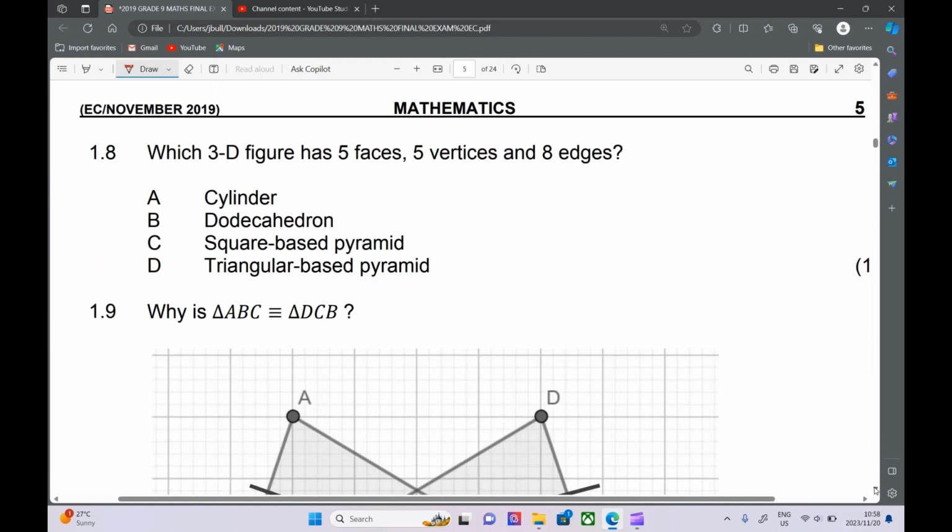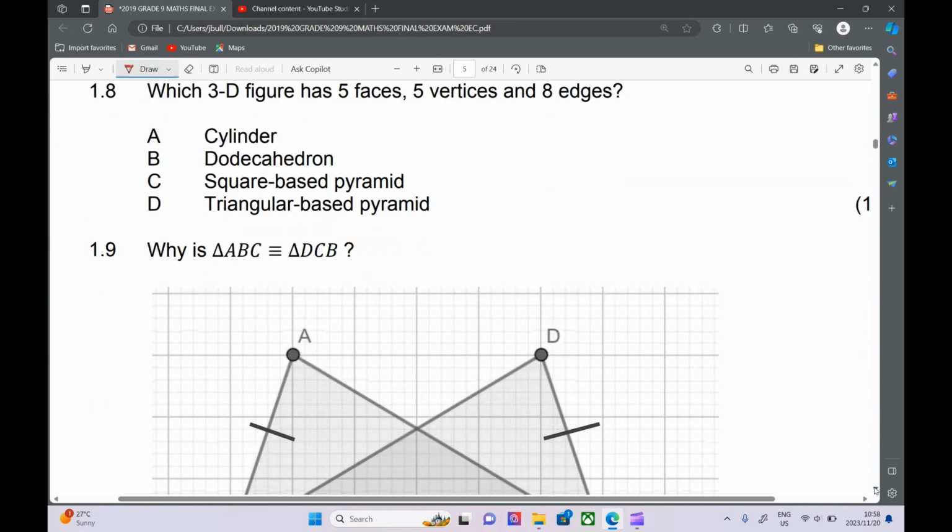Which 3D figure has 5 faces, 5 vertices, and 8 edges? What I would do first is look at the vertices, so 5 corners. A cylinder doesn't have any corners, because a cylinder just looks like a toilet roll, so that's definitely out. A dodecahedron has 10 faces, so it's going to have so many corners, so it definitely can't be that one. And then we are down to 2.